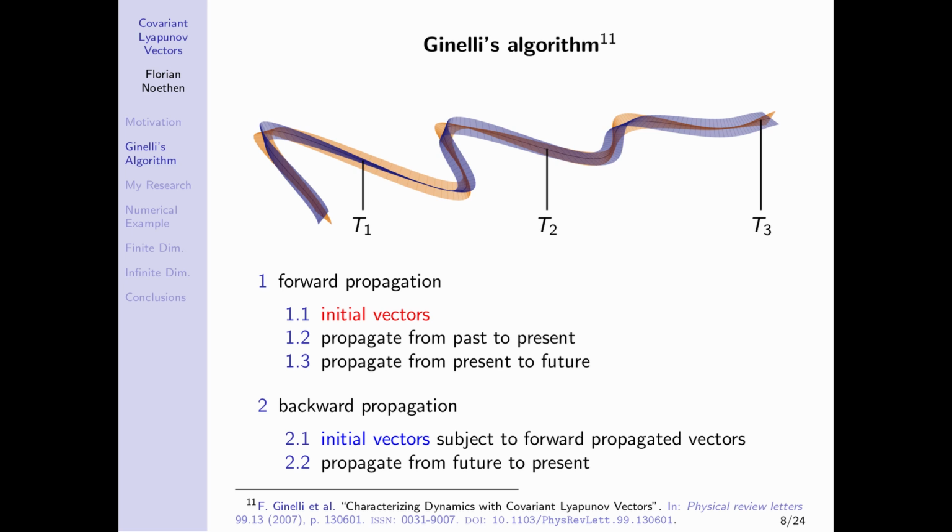In the forward propagation, we have one set of initial vectors, which we first propagate from the past to the present, so from t1 to t2, and then further from the present to the future, from t2 to t3. And in the backward propagation, we have another set of initial vectors, which depend on the first phase, and those we propagate backwards from t3 to t2. Then there are also some numerical subtleties to the algorithm, like using an orthonormalization procedure during each time step to ensure numerical stability of the algorithm.